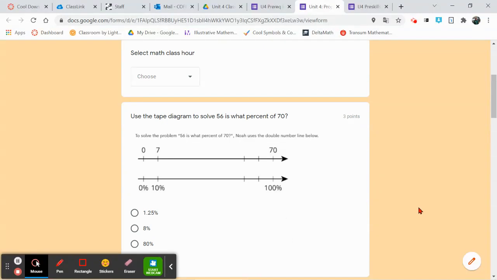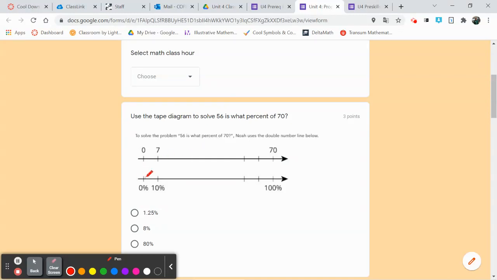The first problem on Part 2 is: use the tape diagram to solve, 56 is what percent of 70? They're wanting you to use the tape diagram. So when I do that, I see that 0 is first, under 0%, like it's supposed to be. Under 100% is 70, which is my whole. So I need to get 56 up here, and I need to see what percent it is.